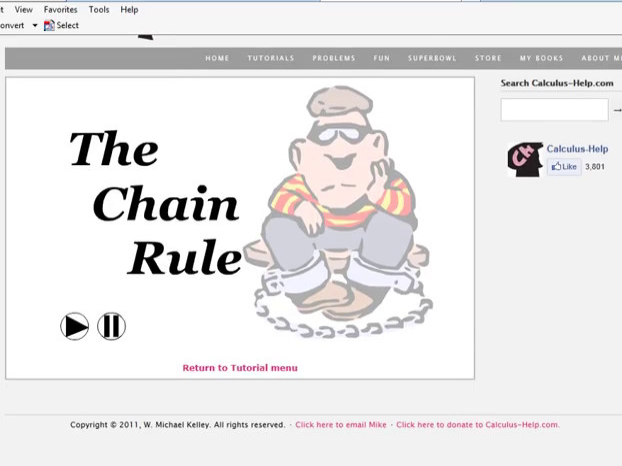Now it's time to learn one of the most important derivative techniques. In one form or another, you'll be using this for the rest of the calculus year, so it's about time we started using it. It's called the chain rule. And let's begin by taking a look at an example.